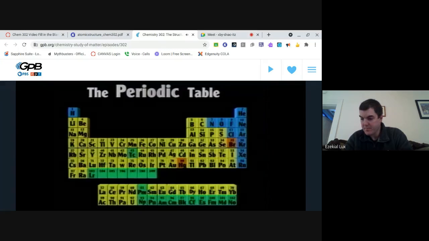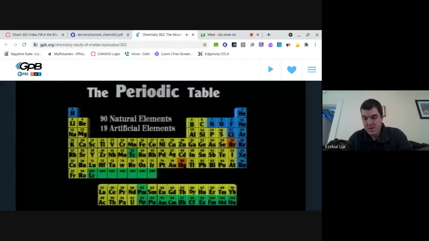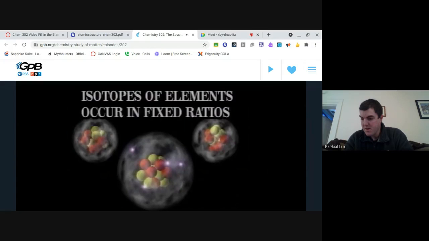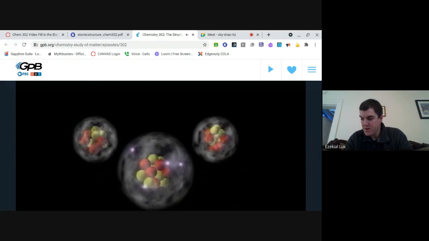Of the 109 elements in the periodic table, 90 occur naturally, and the others have been produced in laboratories. All but 20 of the naturally occurring elements exist as mixtures of 2 or more isotopes, which occur in a fixed ratio in natural samples. For example, oxygen has 3 known isotopes, and mercury has 7.